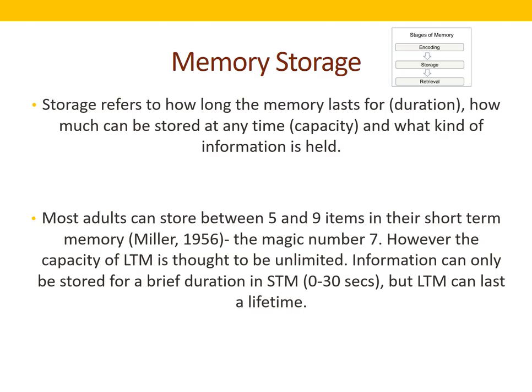Most adults in their short-term memory can store between 5 and 9 items. This is called the magic number 7, because the average number is 7 items plus or minus 2, so that's between 5 and 9. But we think that your capacity of long-term memory is unlimited. We think there's no limit to the amount of information that you can keep and remember in your long-term memory. And again, in your long-term memory, we think that this information probably lasts a lifetime, but in your short-term memory, it can be 30 seconds or even shorter than that.